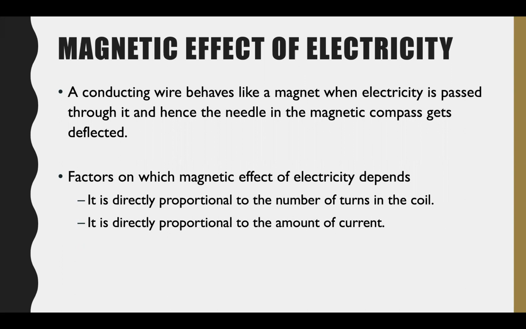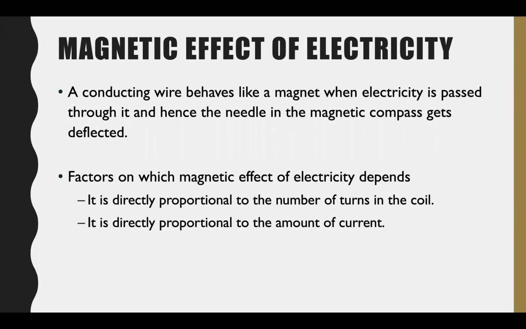Now what are the factors on which the magnetic effect of electricity depends? As I already told you, when we increased the amount of current, the deflection became more. So it is directly proportional to the amount of current, and also it is directly proportional to the number of turns in the coil. If we increase the number of turns in the coil, then the deflection will be more. It is because the magnetic effect will increase.